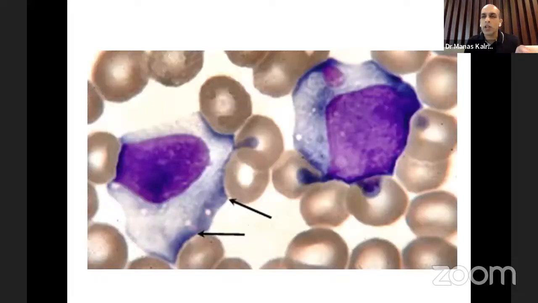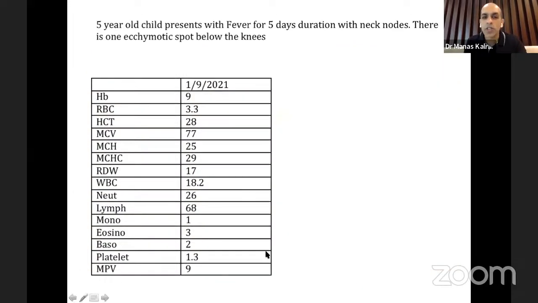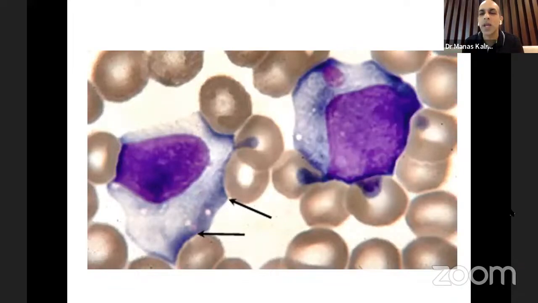Now, in this particular child, again, there was lymphocytosis, 68% lymphocytes were present. This is a five-year-old child, so so many lymphocytes are not normal. So the high lymphocytes can also tell you something, and there are neck nodes present. Now what are we thinking? When we looked at the smear, we found these typical lymphocytes, which are the atypical lymphocytes of infectious mononucleosis. And we could say that this child has an EBV-related disease.